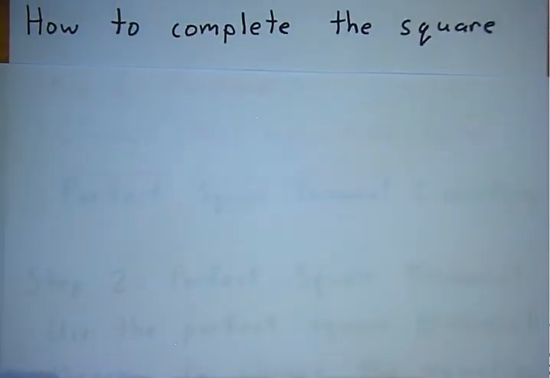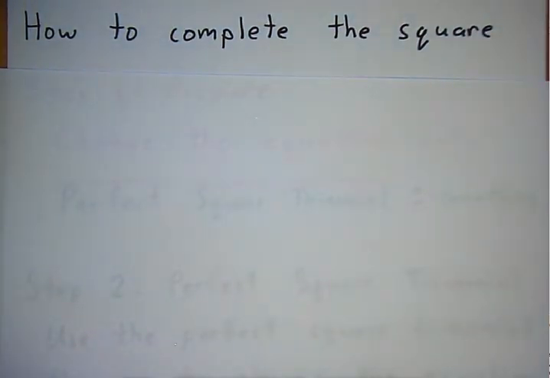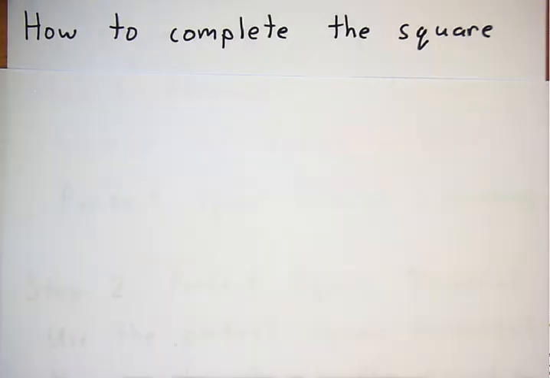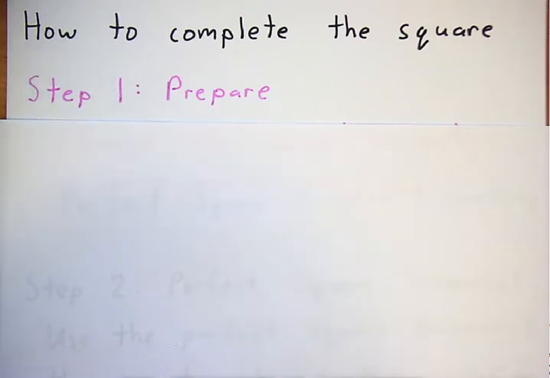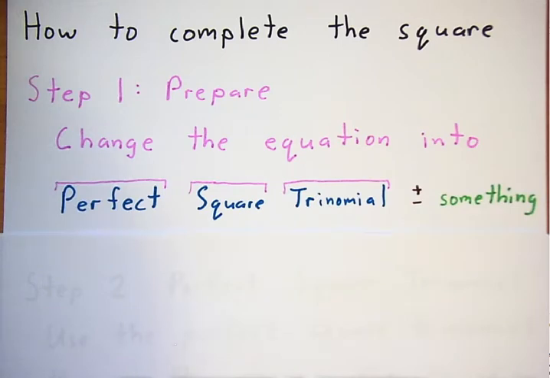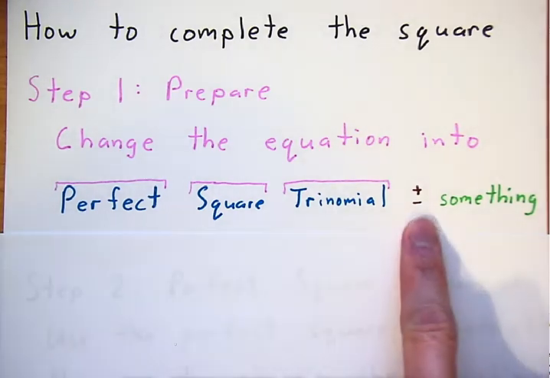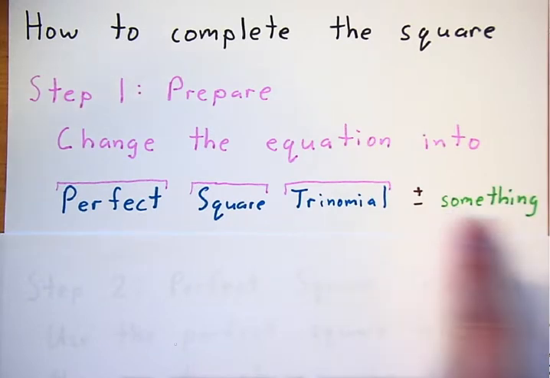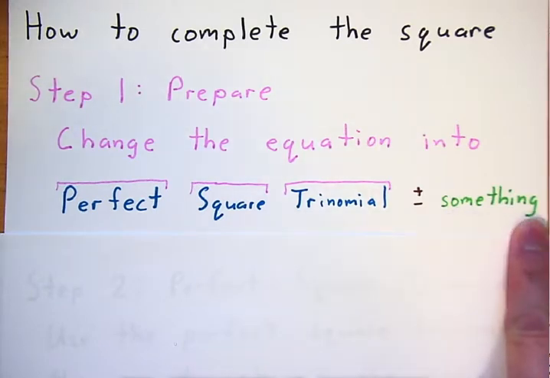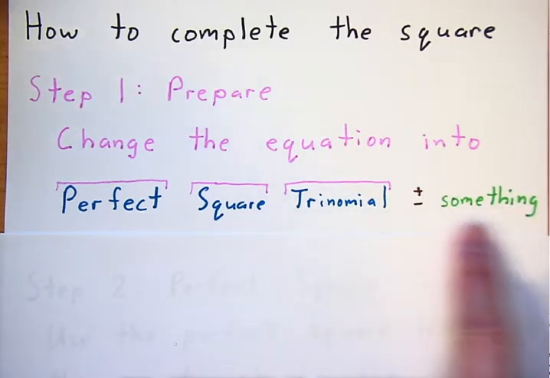Okay, so the general sort of steps on how to complete a square. First step you're going to do is prepare. And when I say prepare, I mean you are going to be changing the equation into a perfect square trinomial. And either there'll be a plus or a minus here, and then something else over here. This something else will be just a number.